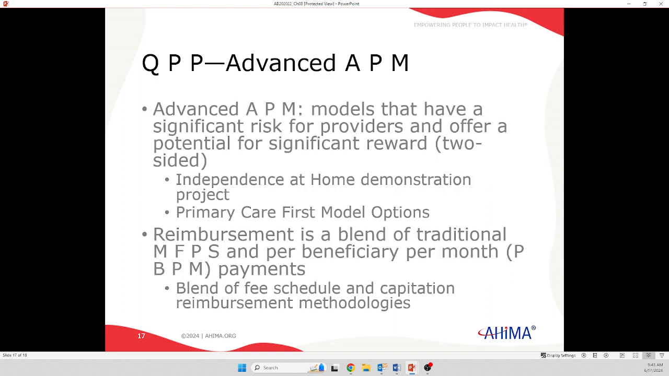Then we have the advanced APM. This has a risk for the provider and it offers a significant reward. So it's kind of a two-sided. So with this one, reimbursement is a blend of traditional and per beneficiary. You have a blend of fee schedule and capitation. Incentives are given in advance with this. So the facility actually receives payments quarterly. And then if they don't provide the quality feedback, then they may have to pay back their incentives. And a lot of their payments may be based on their E&M services.